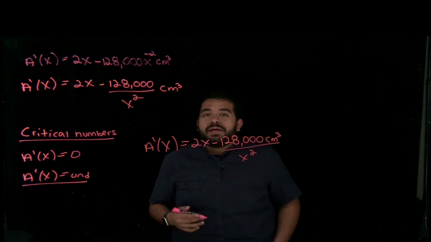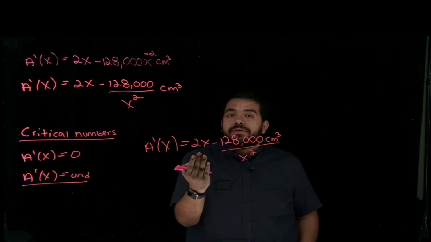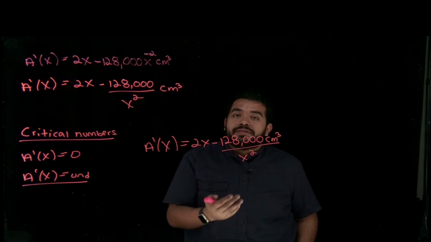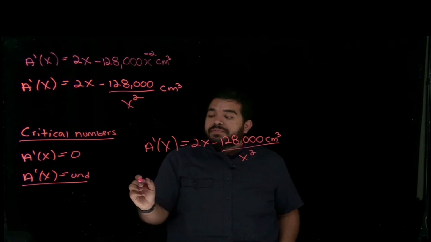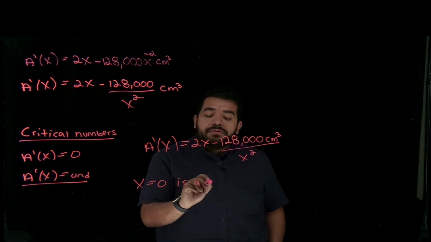So if you notice here, what happens when you plug in x is equal to 0? Well, if x is equal to 0, this is fine, we get 0, but here we get something that is undefined. So that means x is equal to 0 is a critical number.